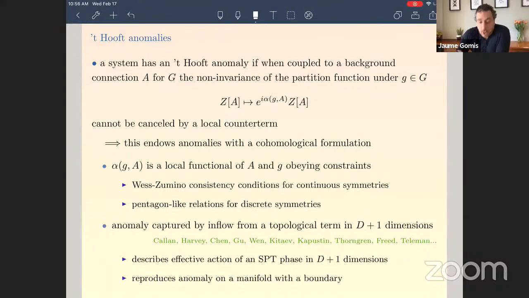So something that was realized early on, and it has been developed in recent years a lot, is that the anomaly, essentially this phase, is captured by inflow from a topological term in one higher dimension. This was not well understood for the case of continuous symmetries, but now it has been much better understood in the context of discrete symmetries. Okay, so essentially the anomaly can be thought of as arising from some topological term in one higher dimension. And physically, this topological term describes what is called an SPT phase in the higher dimensional space, an SPT phase protected by the symmetry G. Now, what is the relation between the SPT phase and the anomaly? Well, the point is that if you now consider the SPT phase not on a closed manifold but on a manifold with a boundary, the anomaly is reproduced by considering the transformations of the topological term in the presence of the boundary. So there is a deep interplay between anomalies in D dimensions and SPT phases in D+1 dimensions. And that's where a lot of progress has happened in the last few years.